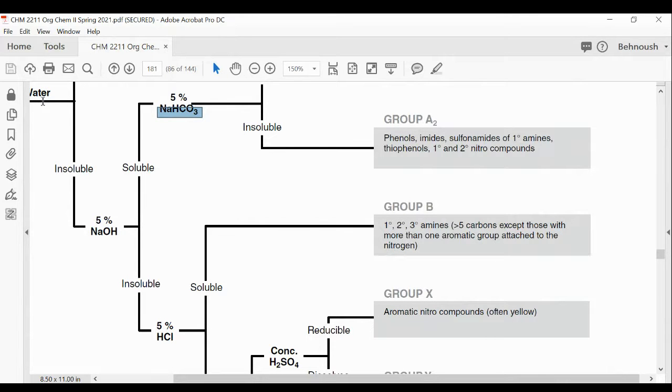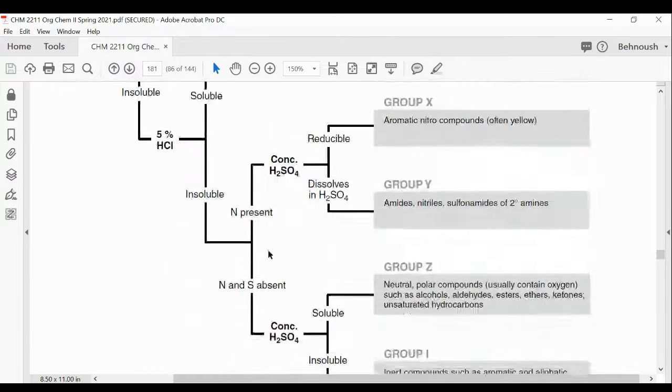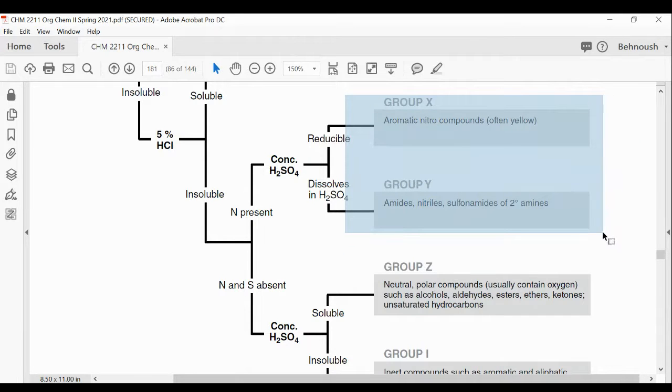And when you go down, if it did not dissolve in water and not in sodium hydroxide, then you would try HCl. If it dissolves in HCl, it is a basic compound. It could be primary, secondary, or tertiary amine. But if it doesn't dissolve in HCl, it is not polar enough to dissolve in water, not basic enough to dissolve in HCl, and not acidic enough to dissolve in sodium hydroxide. Then what? You are going to test with sulfuric acid. We are not going to work with group X or Y, and you don't have to memorize that part, okay? There would be no question from group S2, group X or group Y.